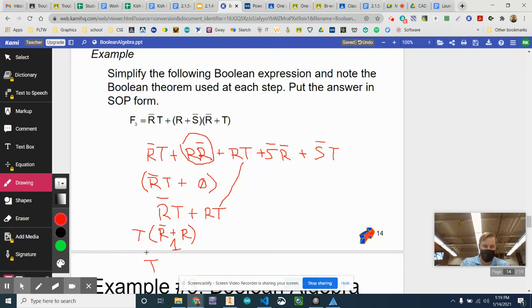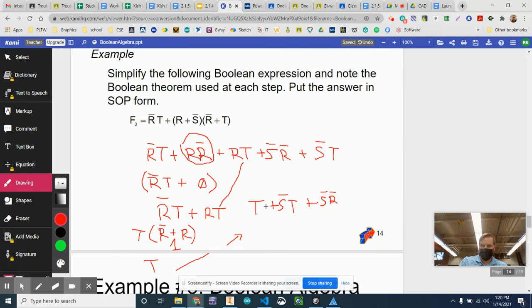So T times 1 would have ended up being just T. I'm going to rewrite it over here. Sorry for all the arrows here. So we've got plain old T. And I'm actually going to reorganize this. I'm going to bring this not S T here, and that not S, not R, I'm going to leave off to the side here. So believe it or not, we have another reduction that we can do here.